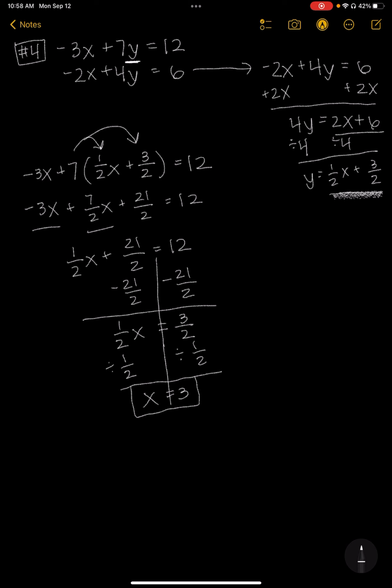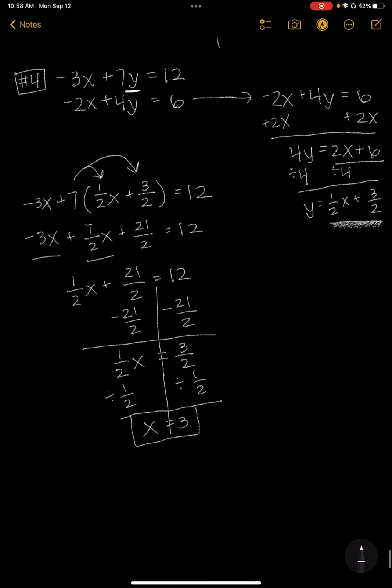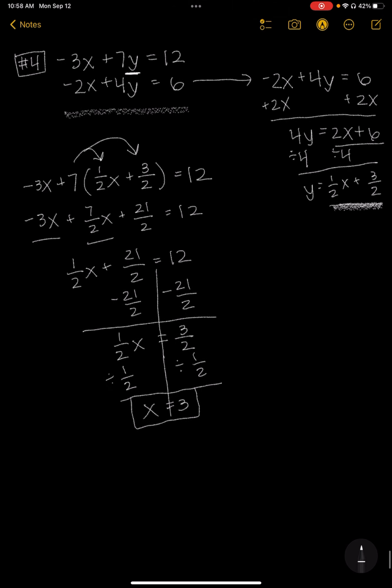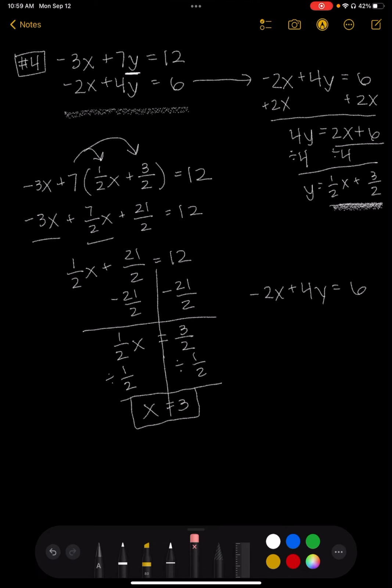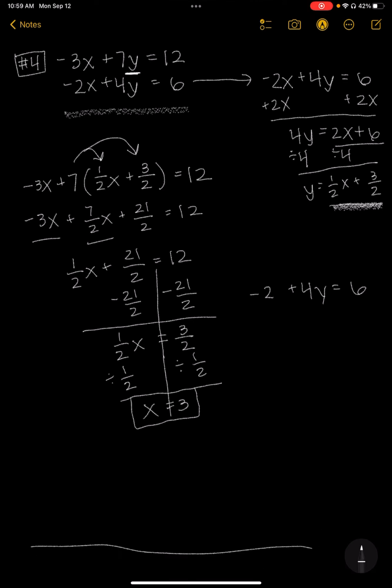Great. Now I need to find the y. So to find the y, I'm going to go back to one of my original equations up here and plug in the 3 for x. So I'm just going to take that bottom equation just because it's a little bit smaller numbers. We've got negative 2x plus 4y equals 6. But now I'm going to replace the x with what I know it is, which is 3.